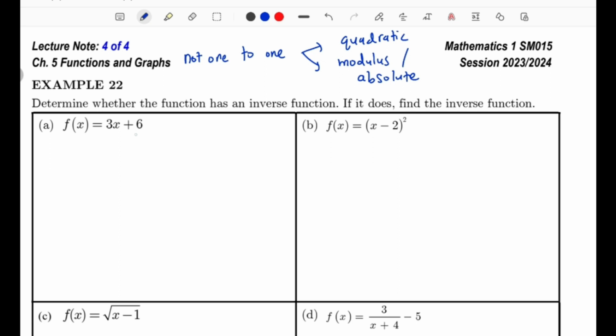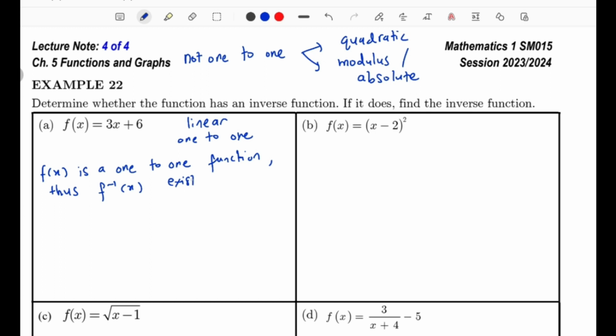A, f(x) equals 3x plus 6. This is a linear function. So a linear function is a one-to-one function. So since f(x) is a one-to-one function, thus f inverse exists. Since the inverse exists, we need to find the inverse function.